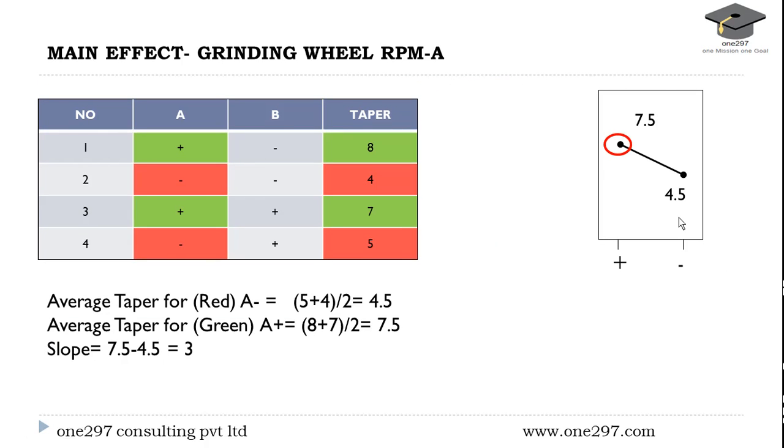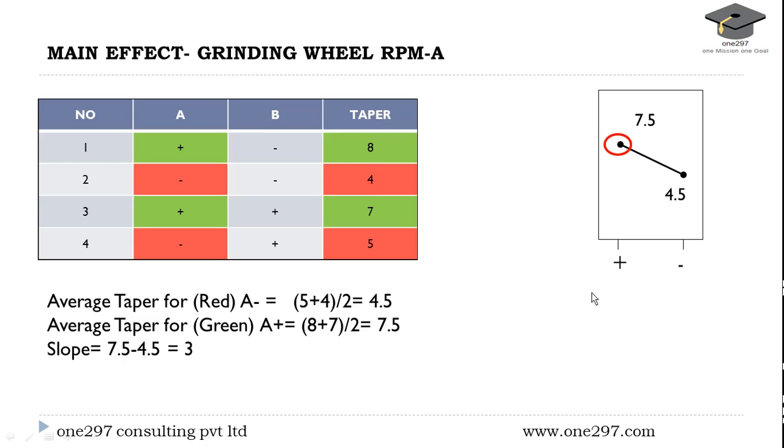First of all, we will consider the main effect of grinding wheel RPM, A. As you know from the table, A is 2 times positive, meaning 2 times high, and A is 2 times negative, meaning 2 times low. So we will take the average of A minus and A plus. As you can see from the table, the A minus average is 4.5 and the A plus average is 7.5.